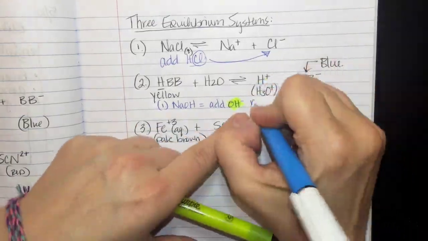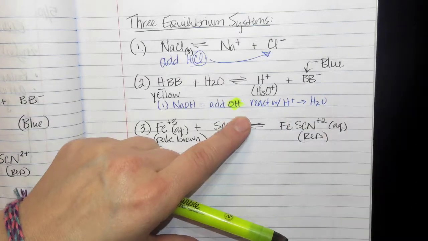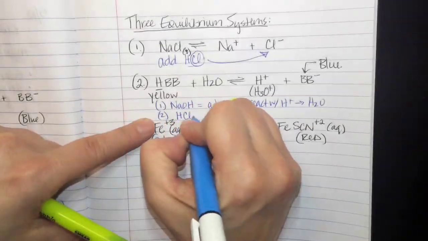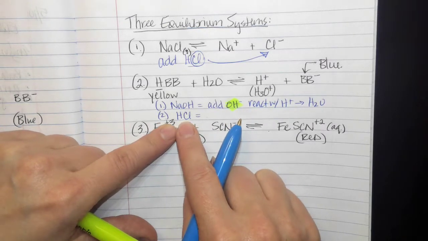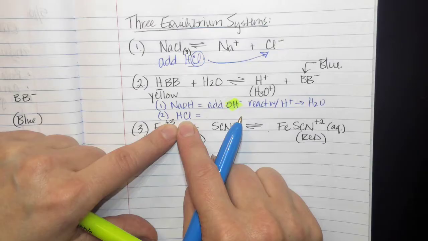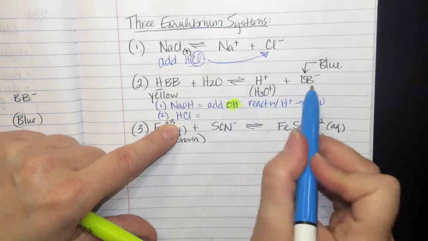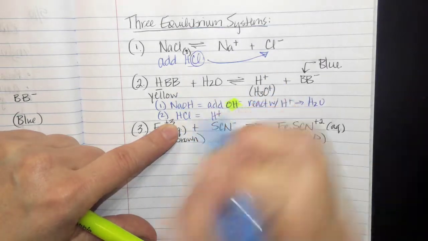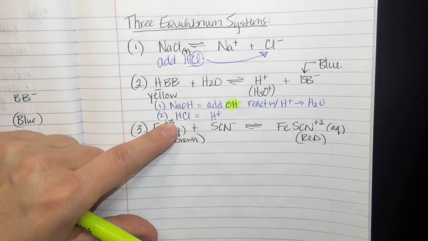They will react with H plus to make water. All right, if I add HCl, then which ion of interest am I adding? Is there any Cl in this reaction? No. Nope, so now I'm adding H plus. If I add H plus, something's going to happen, right?